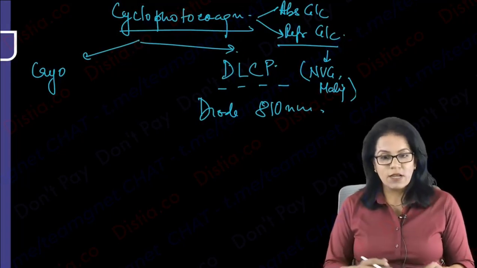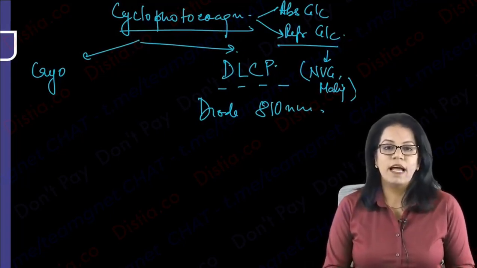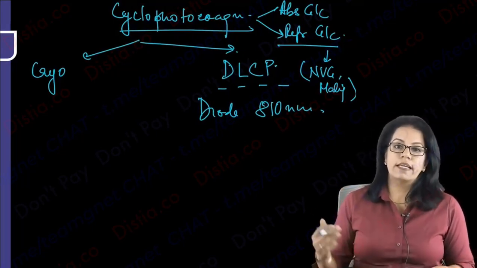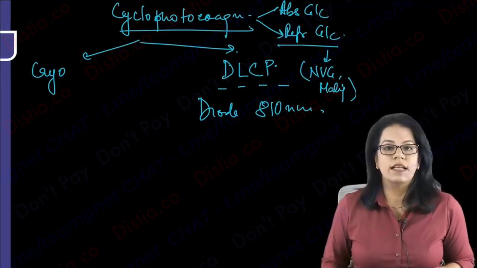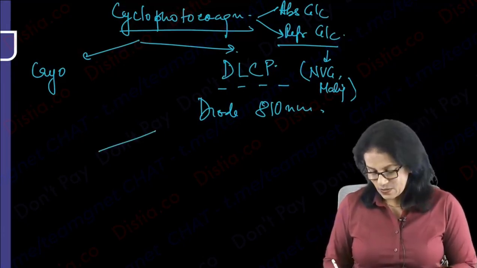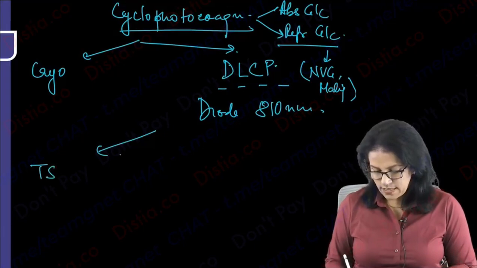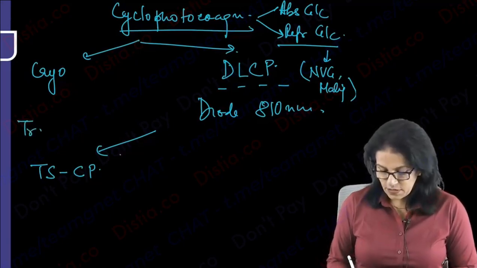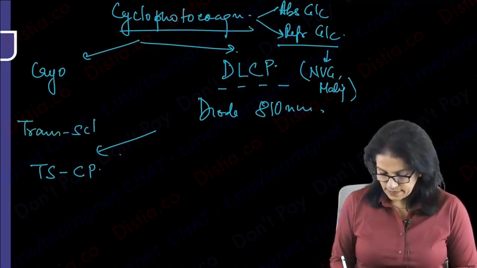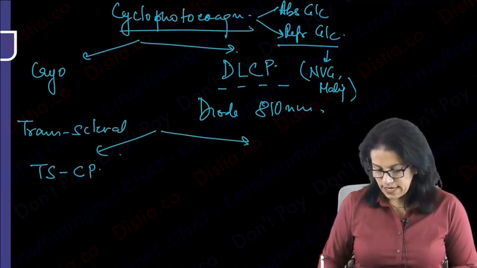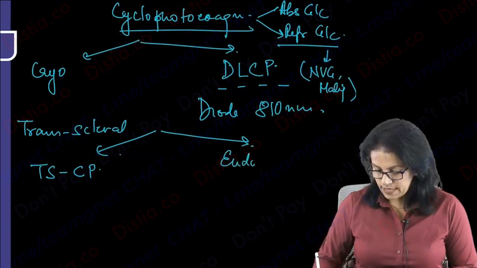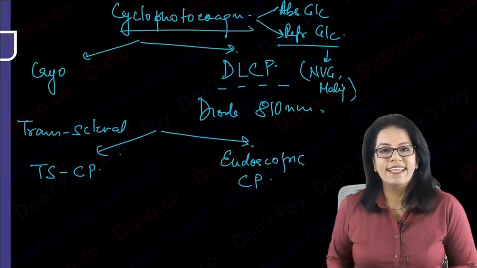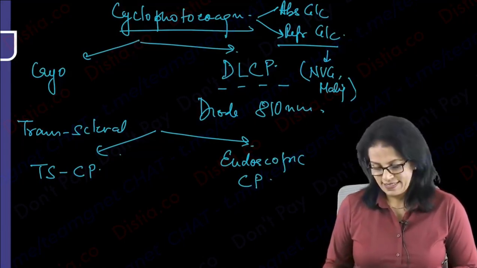Also understand that this cyclophotocoagulation can be done either endoscopically, or I can do it over the sclera, that is called transscleral. So either I can do transscleral cyclophotocoagulation through the sclera, or I can go for endoscopic cyclophotocoagulation. We'll see the slides after a while. So I think this is clear.